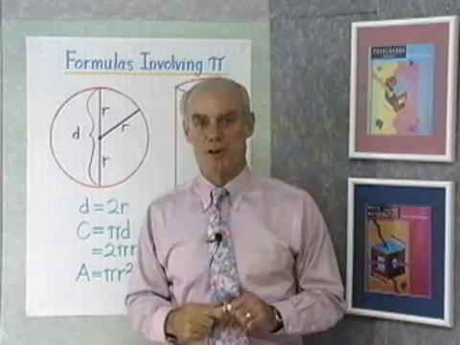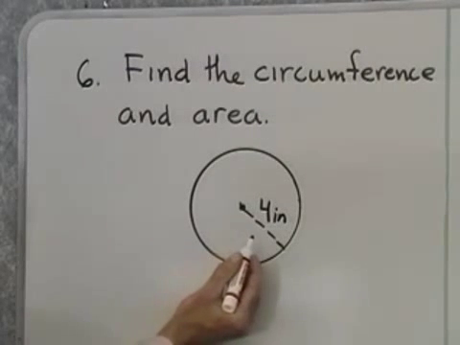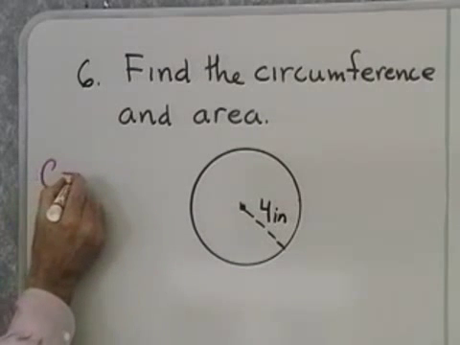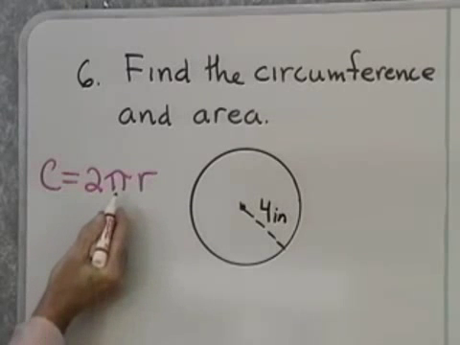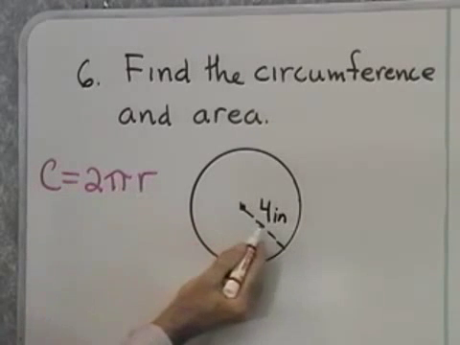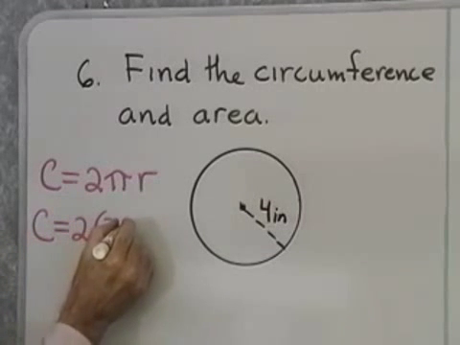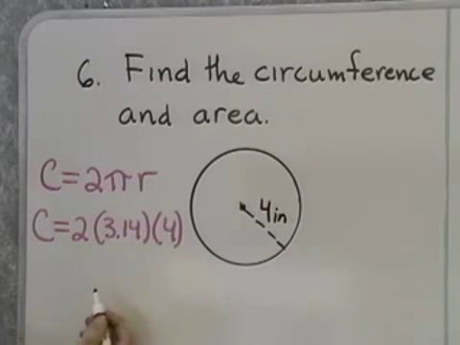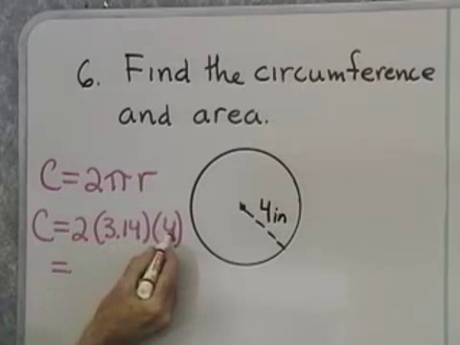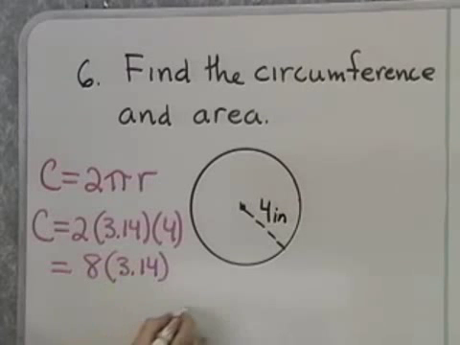Let's go to the board now and work our first problem. Let's find the circumference and the area of this circle, and it has a radius of 4 inches. So the circumference of this circle is going to be c equals 2 pi r from our formula. Now pi is 3.14 and r is equal to 4, so I have c is equal to 2 times 3.14 times 4. Now you know that multiplication is commutative, so I can multiply 2 times 4 and get 8 times 3.14. So I'll do that multiplication here.